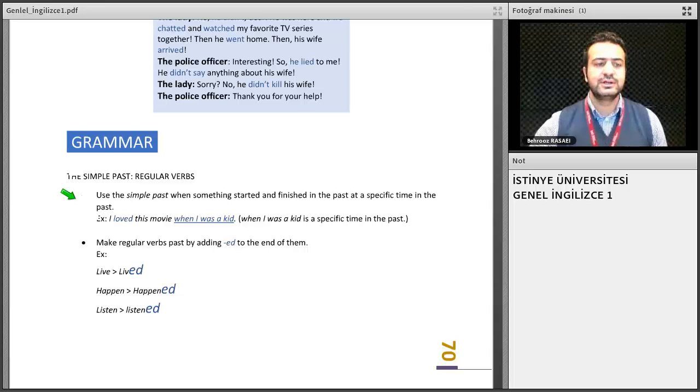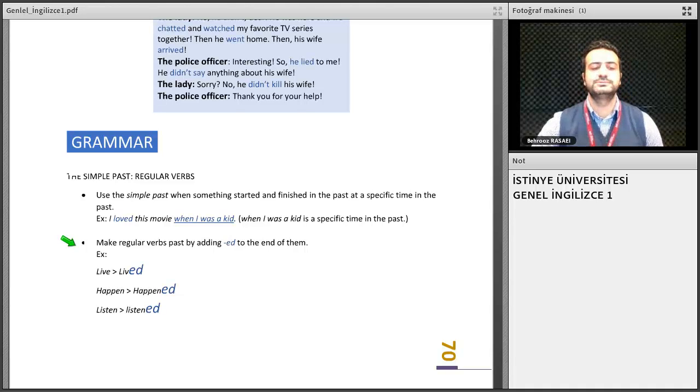I will explain later. Use the simple past when something started and finished in the past at a specific time in the past. So it means just like last night, this morning, last year, or last week. We are talking about the past, so we need to use the simple past. For example, I loved this movie when I was a kid. When I was a kid is a specific time in the past because we are talking about the past, so the main verb needs to be in this form that I will explain.